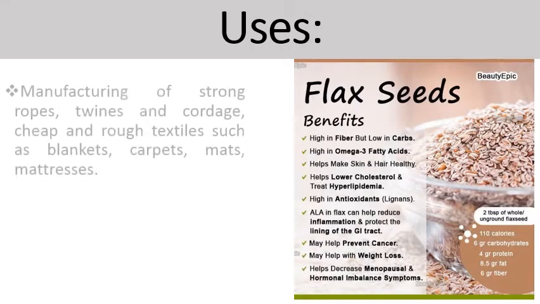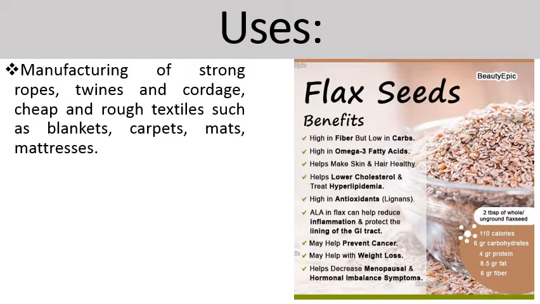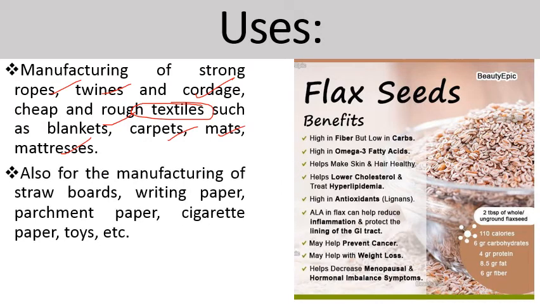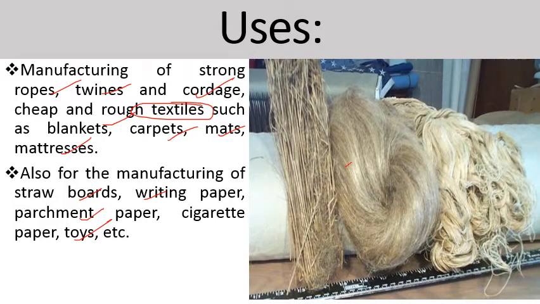Uses: these fibers are used for manufacturing of strong ropes, twines, and cordages. Then cheap and rough textiles, such as blankets, carpets, mats, and mattresses. Then also for the manufacturing of strawboards, writing paper, parchment paper, cigarette paper, toys, etc. So this fiber is used for these items.